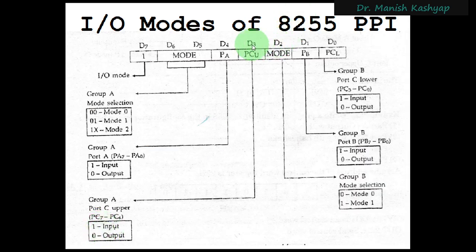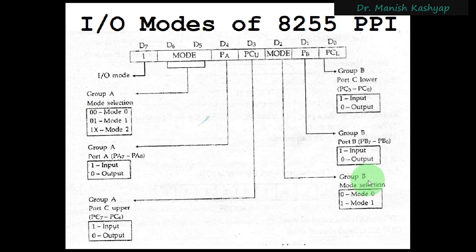So from D3 to D6, everything is for group A. First of all, the mode will be decided for group A by these two bits, and whether the individual components of group A, that is port A and the upper nibble of port C, act as input or output will be decided by this particular thing, right? After that, the same thing is there for group B.